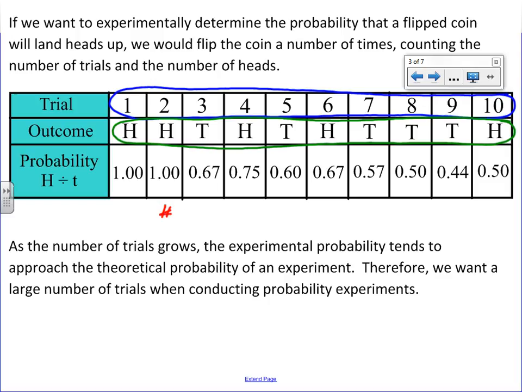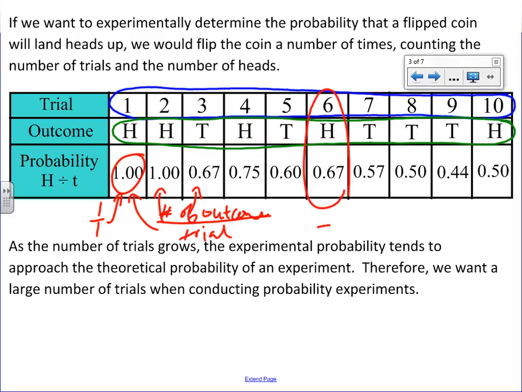The number of outcomes over trials, the total number of trials. Okay, so that's where they're getting each one of these. So, for example, this first one, I have one head out of one try, so that gets me 100%. However, if I get over here to my sixth trial, I know that I've tried 6 times, so that's going to be my denominator, and I have 1, 2, 3, 4 heads. So 4 out of 6 reduces to 2/3, which as a decimal would be that 0.67. So that's where they get each of those from.